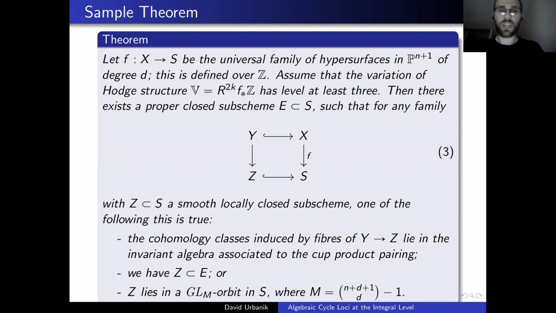And so really what you're getting is that, okay, if Z already lied in one of these fibers, then sure, nothing is varying on Z. And so we're not talking about a non-trivial family. So it's one of these three things: either you get classes that already existed over all of S, you're in a fiber where there's no Hodge theory, nothing's varying, or the cohomology doesn't vary because everything's isomorphic, or you have Z is in this proper locus E.